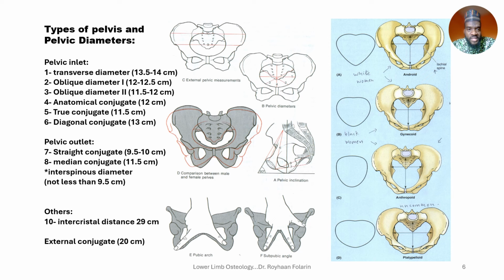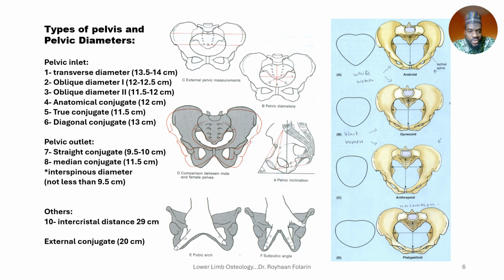And finally, the interspinous diameter. It's between the two spines of the ischium, so between the two ischial spines, and it's a critical narrowest transverse point in the pelvis. So it's also critical for delivery.